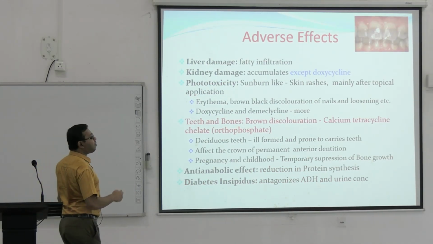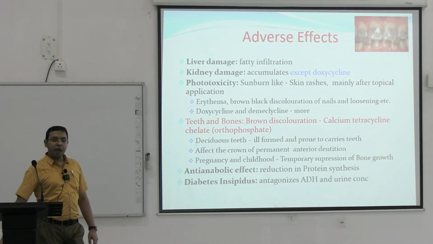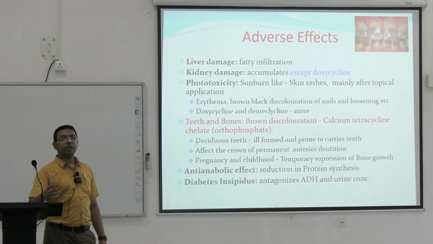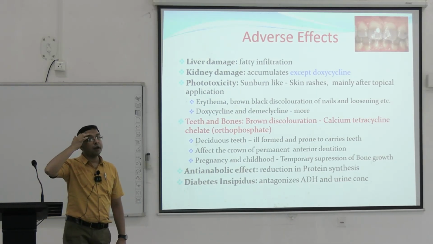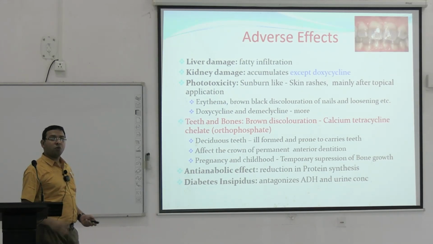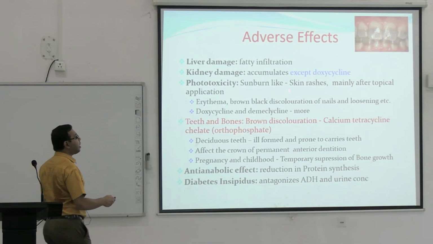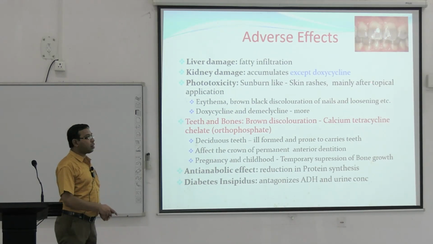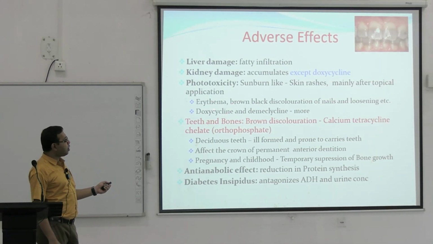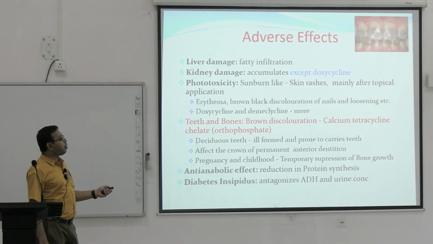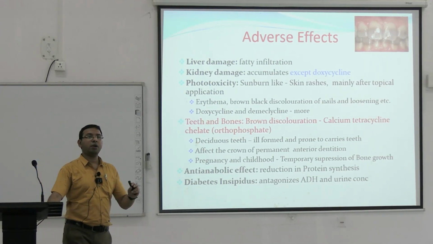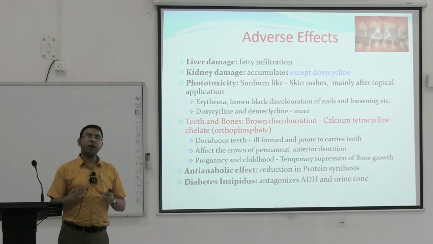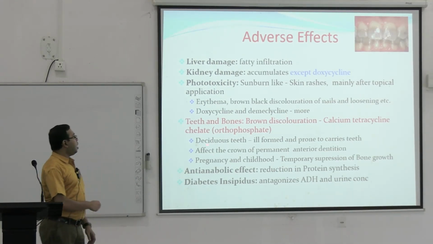Liver damage, fatty infiltration, and kidney damage may happen with those tetracyclines that are excreted from the kidney, except doxycycline. Phototoxicity is quite common with the tetracycline group of antibiotics, like skin rashes, mainly with topical application. Some erythematous rash may develop, and brown or black discoloration and loosening of the nails can happen. With doxycycline and demeclocycline, this phototoxicity is more. There may be an MCQ asking what type of drug causes phototoxicity. So the tetracycline group of drugs causes phototoxicity.